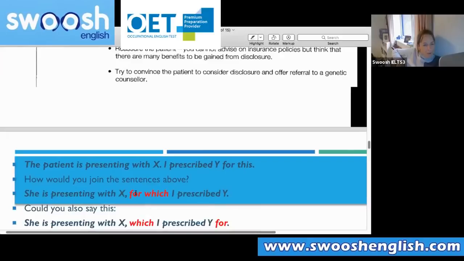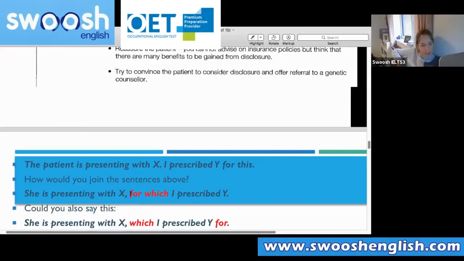Now we need for, because with the verb prescribe, we have the preposition for. So we need to put that in somewhere. In formal writing, when we're writing a formal letter, we would say: for which I prescribed Y. When we're speaking, we wouldn't say that. We would say which I prescribed Y for. So we can put the preposition at the end. So this one is informal. This one is formal. So in OET, which one do you want to use? The first one. The first one, exactly.